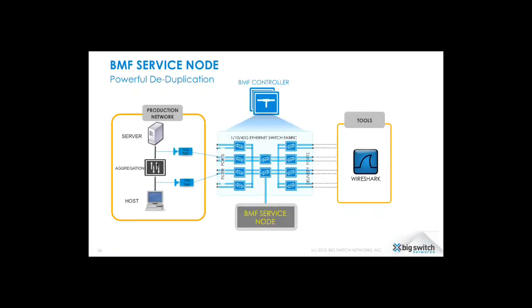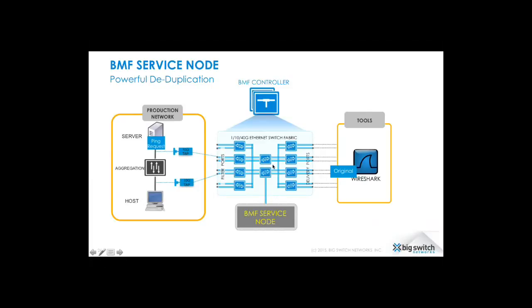The demo I'm going to show you here is very simple. I have two hosts. One is the client, one is the server. I will do a ping between the client to the server. I have two taps, or actually two spans, and I will get the packet twice. But I will insert a BMF service node to the fabric.